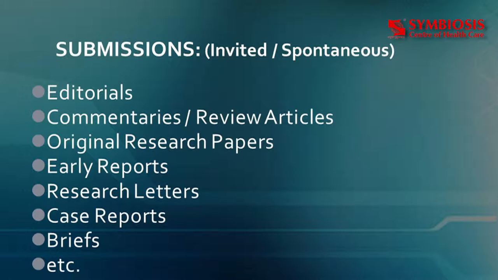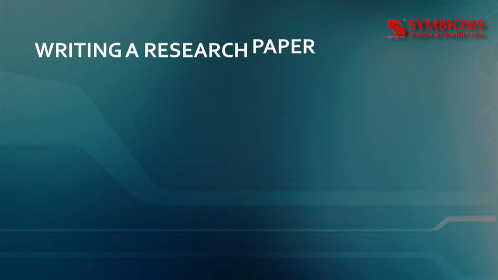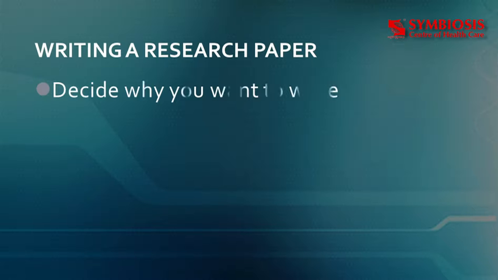and there are several other ways that you can look at it from the publication point of view. However, when you write a research paper, you have to answer three important questions. The first one is: decide why you want to write. The goal of writing a paper should be very clear to you. What is the purpose for which you want to write a paper? That should be very clear to you.